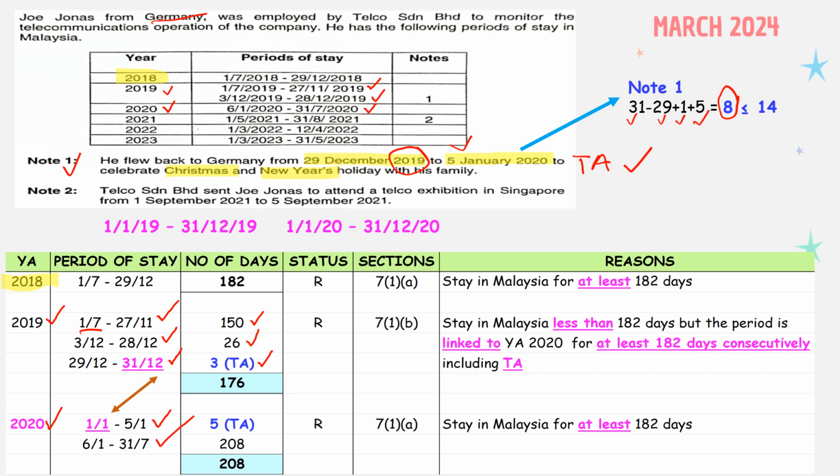Okay, how about our TA? Okay, this one same month. So 31 minus 29 plus 1. So you will get 3 days.